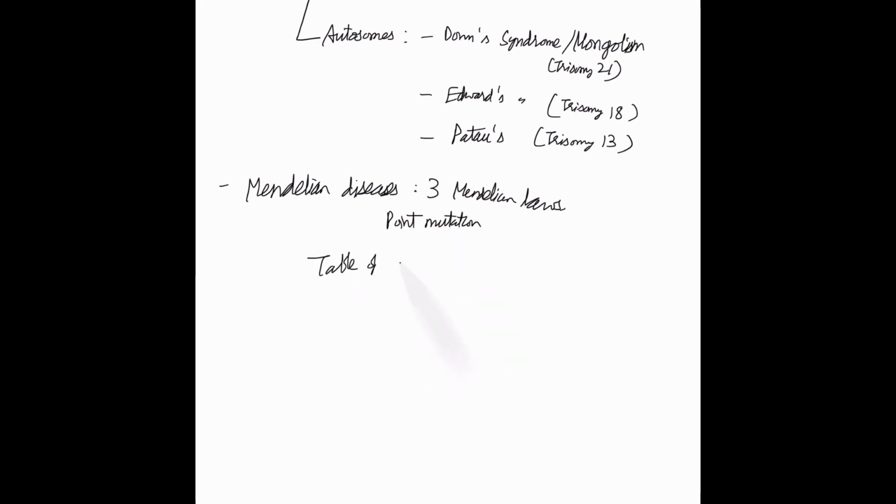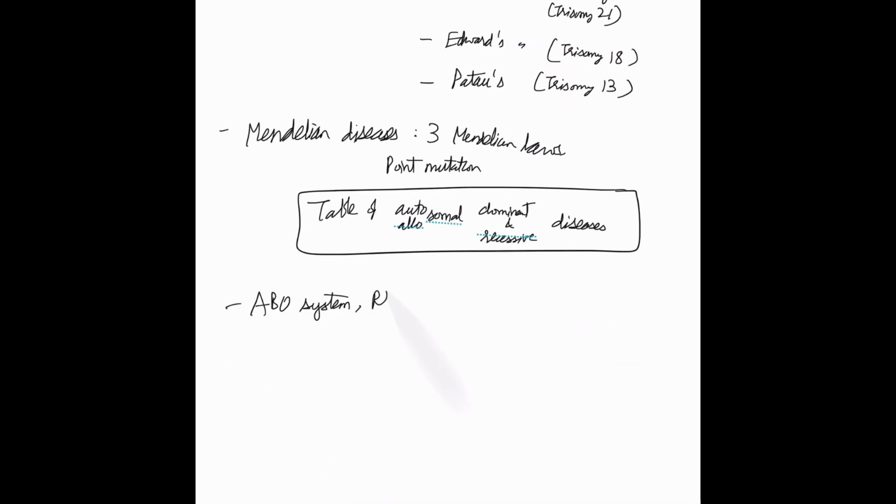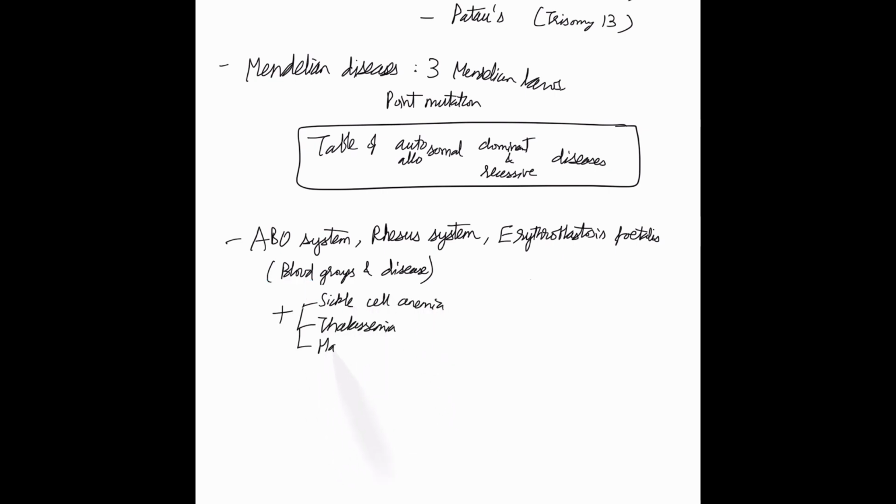And Mendelian diseases, we have the 3 Mendelian laws. We deal with point mutation. There's a small table of autosomal, allosomal, dominant, and recessive diseases. If you read this table, you are sorted. We then discuss the ABO system, rhesus system, and various other blood groups and how they're related with disease, and erythroblastosis fetalis and other diseases like sickle cell anemia, thalassemia, hemophilia, cystic fibrosis, and PKU or phenylketonuria.